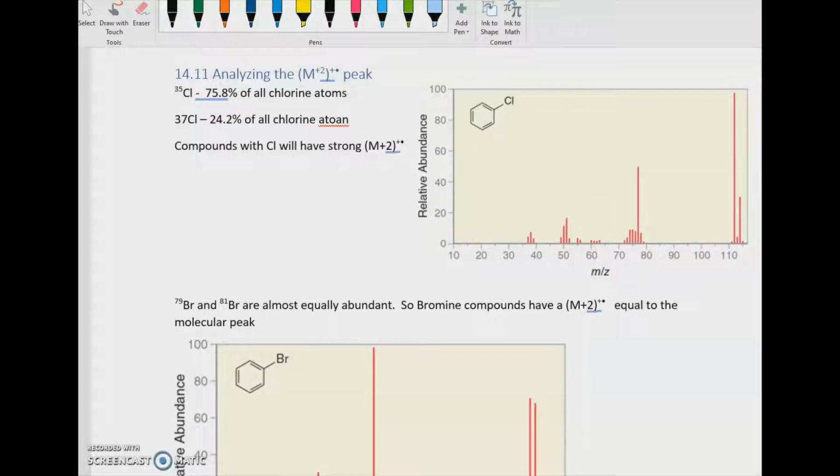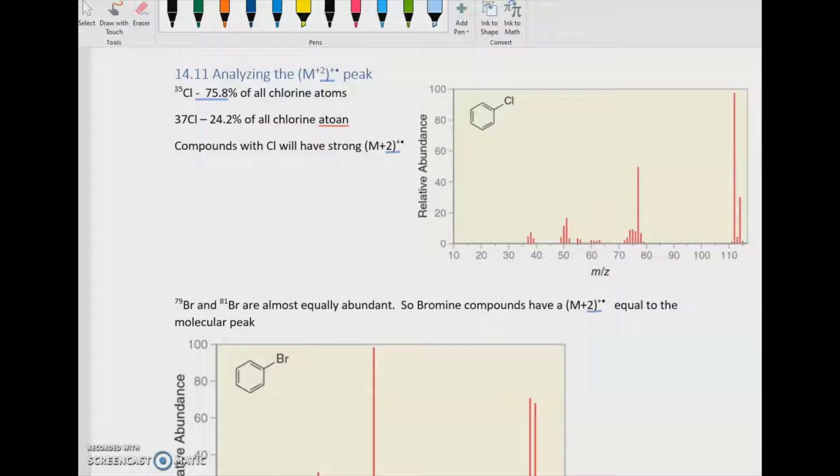In the last section, we looked at what we could find out using the M+1, which was caused by carbon-13. Now we're going to look at a molecular peak +2, and it's going to be caused by different isotopes of chlorine and bromine and other atoms, but we're only going to talk about chlorine and bromine.